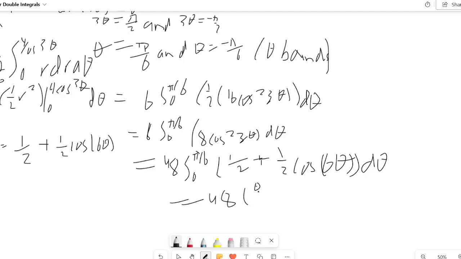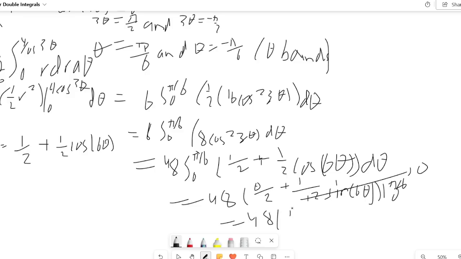This will become theta over 2 plus 1/2 sine of 6 theta. I would take pi over 6 to 0. And the sine of pi and sine of 0 are both 0, so this term can be ignored entirely. And this would also be 0 on the second term, so 48 pi over 12 minus 0, and this would be 4 pi.